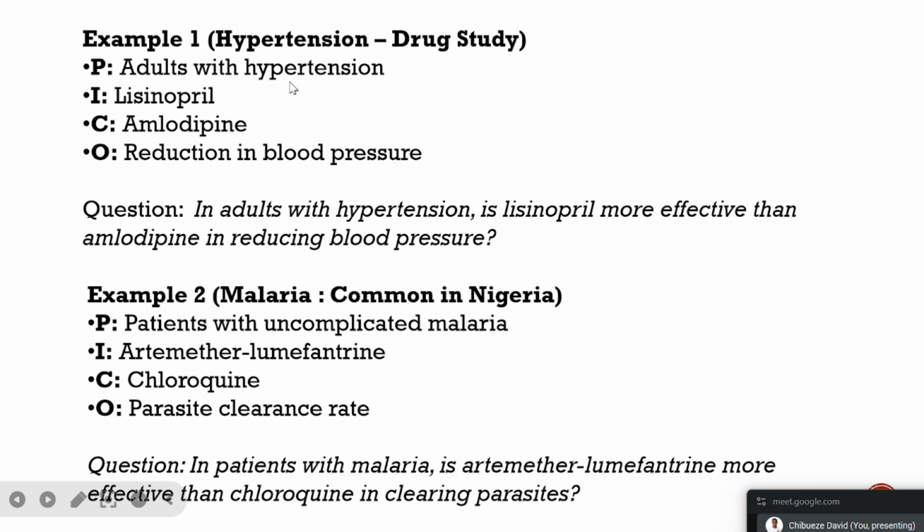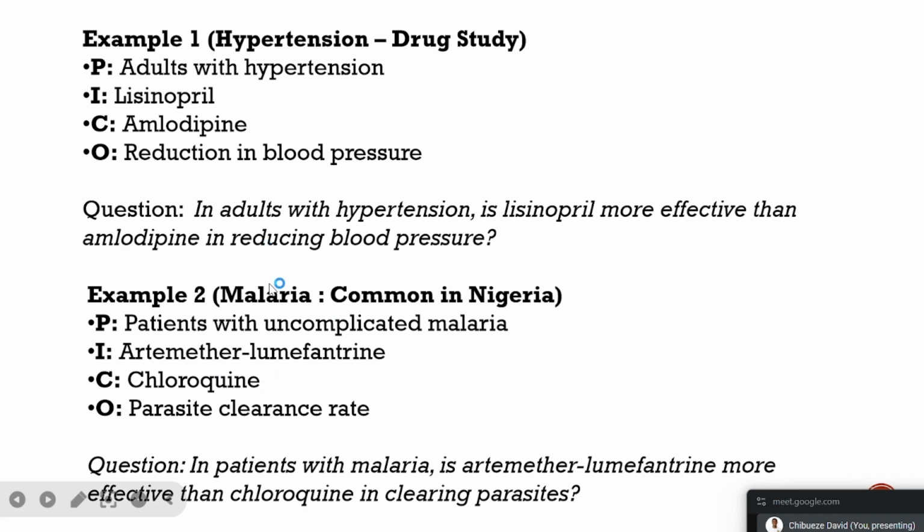You understand? You are going to do a complex study. So, of course, the population is adults with hypertension. The intervention, what is being tested, what is being used, is lisinopril. The comparison, we are comparing it to a drug, which is amlodipine, and the outcome, or the result, is a change in blood pressure. In this case, a reduction in blood pressure.